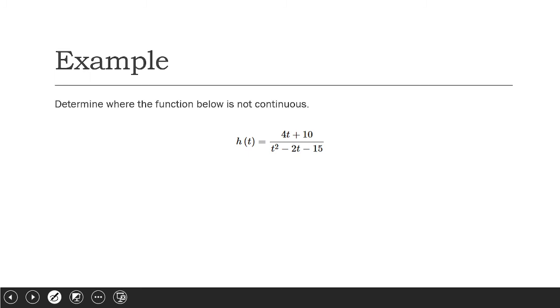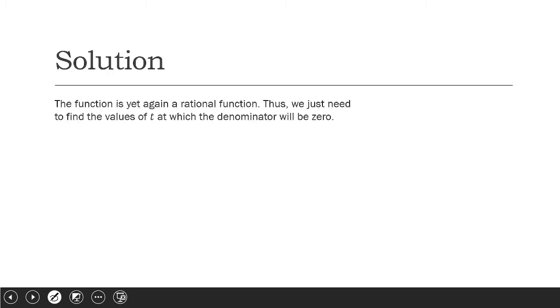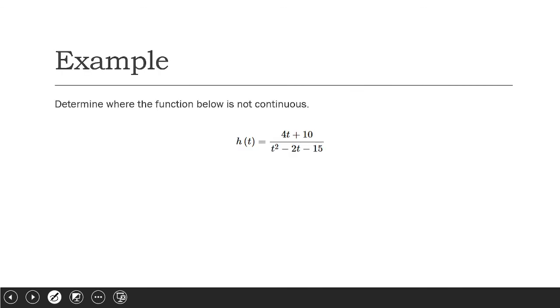Okay, another example para mas maging malinaw yung pinaliwanag natin kanina. We have h of t is equal to 4t plus 10 over t squared minus 2t minus 15. Same na question. Hinahanap saan discontinuous to. O, alam na natin that this is not continuous. Ang tanong na lang, at which point it is not continuous. So since this is also a rational function, we just have to find the values of t at which yung denominator natin is magiging 0.